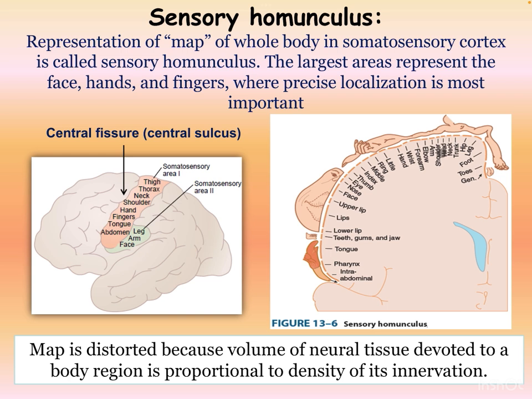Not only is there detailed localization of the fibers from various parts of the body, but also the size of cortical receiving area for impulses is proportional to the use of the part. The largest areas represent the hand, face, and fingers where precise localization is most important. Map is distorted because volume of neural tissue devoted to a body region is proportional to density of its innervation.